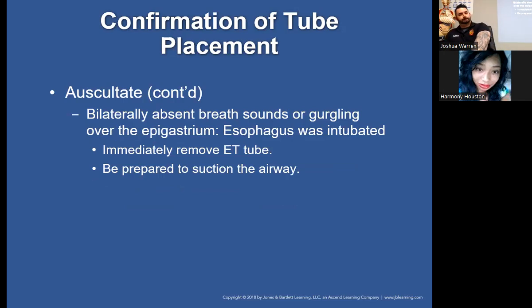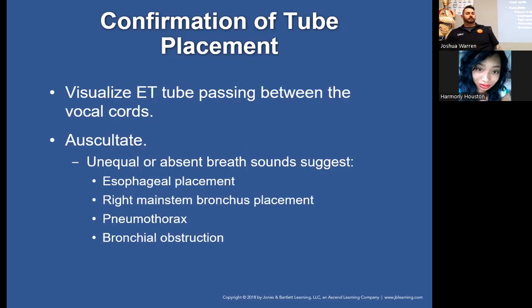Oh, this is my right, my bad. That, when I was referring to that. Could you actually be correct and mistake the right main stem for if you have a pneumothorax? Are you saying if I have absent sounds on the left side?